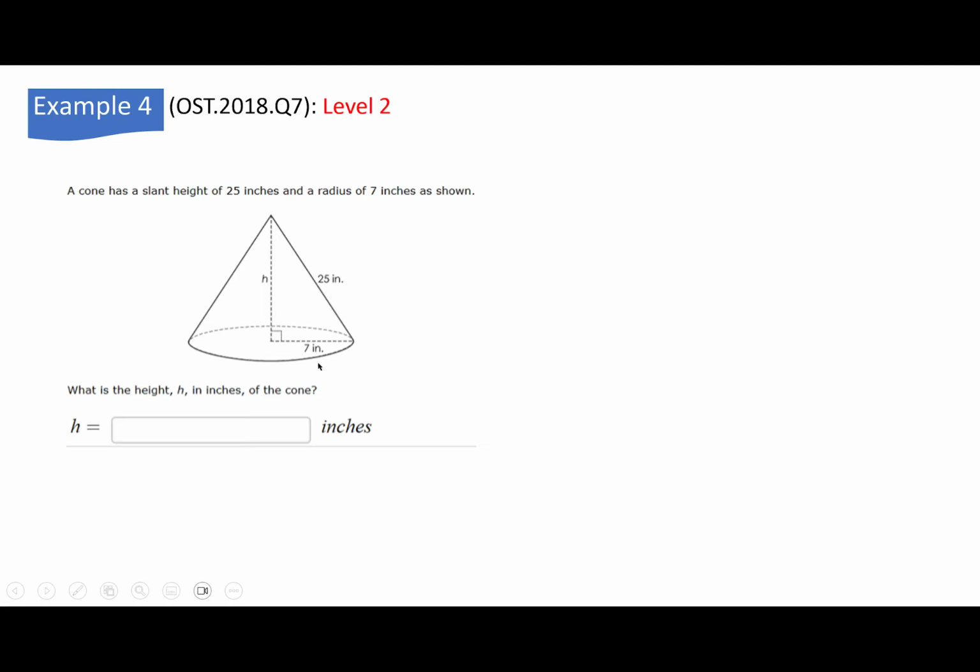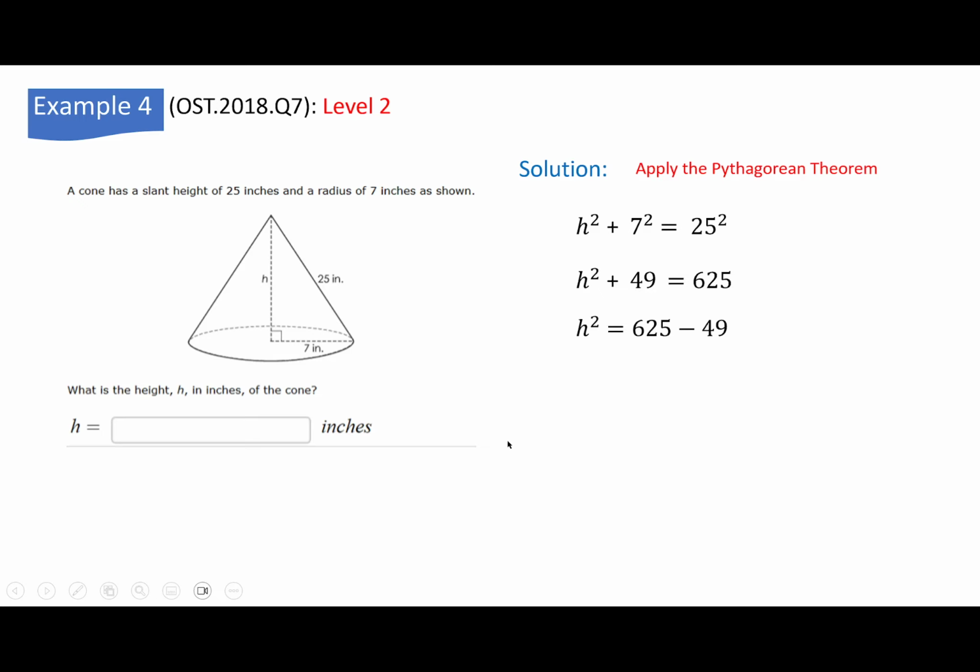In this example, I have the hypotenuse, but one of the legs is missing. This one here, I need to find h. So I apply the theorem: h squared plus 7 squared is equal to 25 squared. Subtract 49 from 625. H squared is 576. Now you have to get the square root of this number, which happens to be 24.